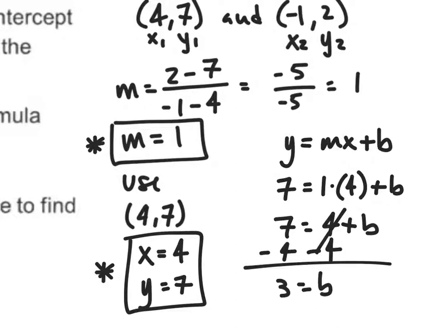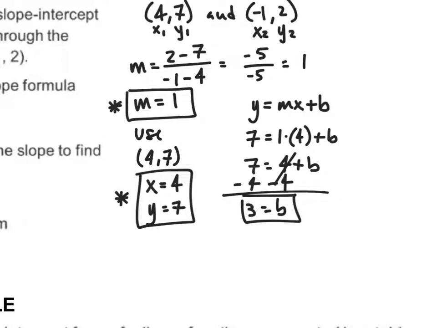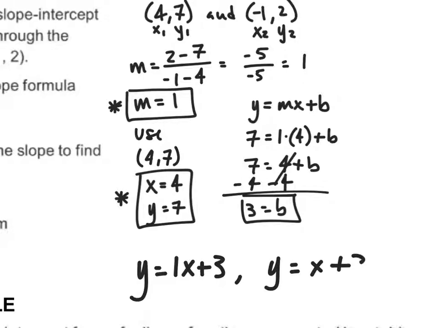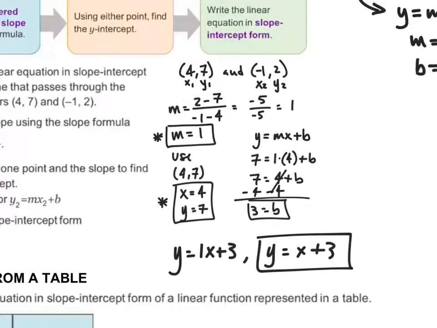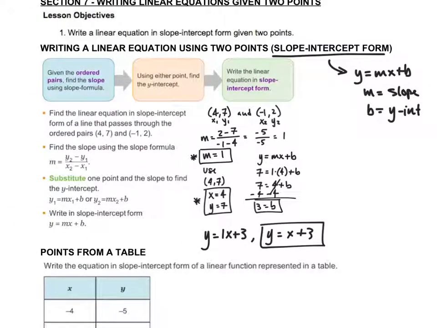Okay, and so now here's what I've got. I've got my slope, all right? I have my y-intercept, so now I'm just going to write my equation, y equals 1x plus 3. Now I don't need to write 1x, so I'm just going to write y equals x plus 3, and that's my equation, okay? And that's how we do that, all right? So pretty simple. This method is probably the easier one, but there is another method that we'll look at on the next page.